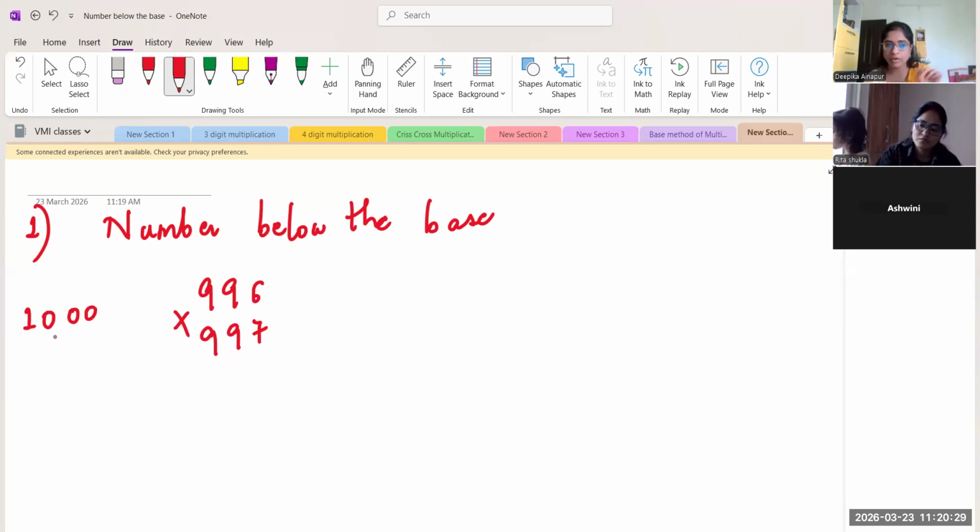And then we have to find out the difference. Whatever number is there here, that number minus this base should be done. So 996 minus 1,000 will be minus 4. 997 minus 1,000 will be minus 3, right? So the first step is done. We have identified the base and we have found out the difference, right?